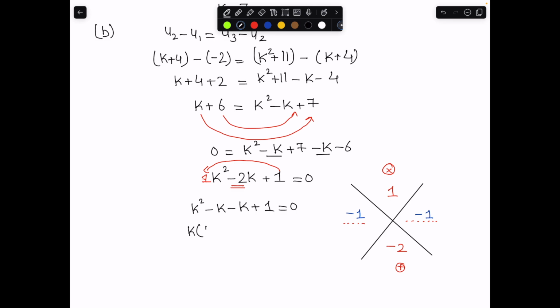From here, I can take k common, it becomes k minus 1. Here I can take minus 1 common, it becomes k minus 1 equals 0. Now you can see k minus 1 and k minus 1 can be taken as common. So k minus 1, and what is left is basically k minus 1 equals 0. So this is the same thing basically.